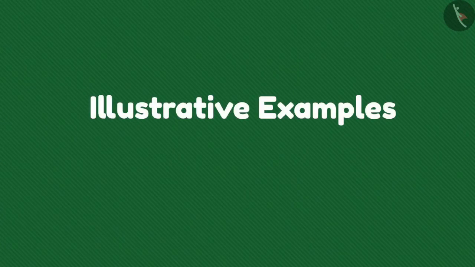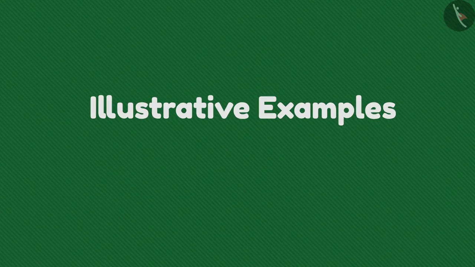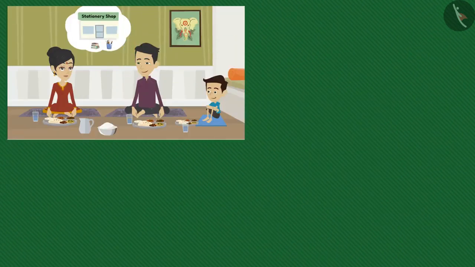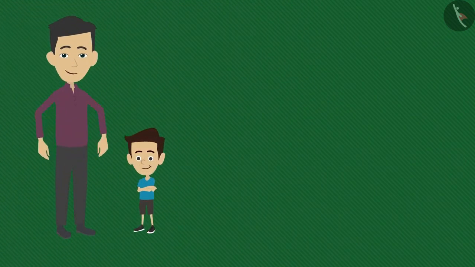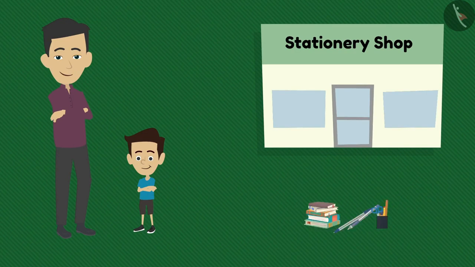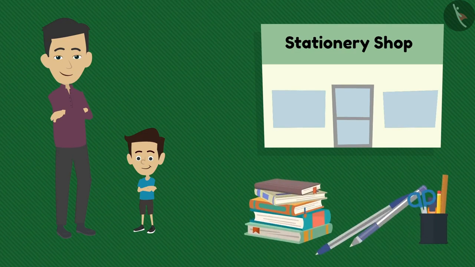Hello friends, welcome to this video. In the previous video, we learned how Ramu and his family were thinking about taking a loan from the bank to start a new venture. Today we will see how Ramu and Shyam are purchasing things for their shop.